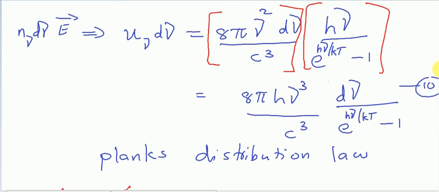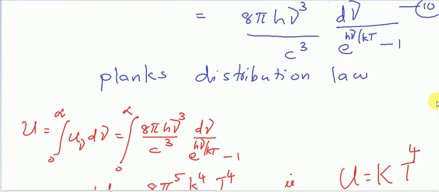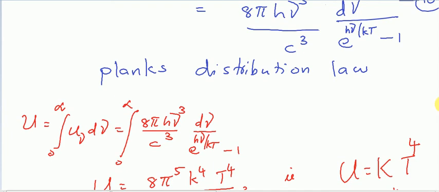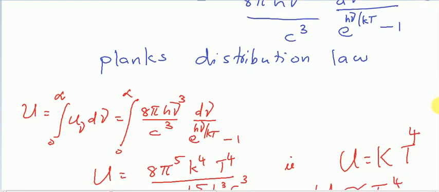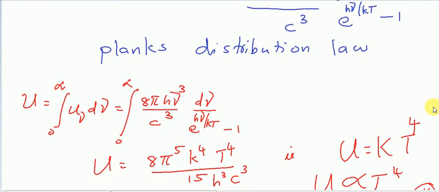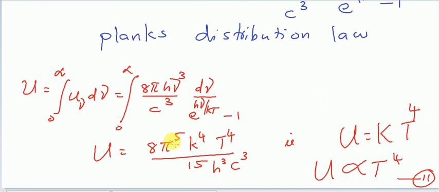This is Planck's distribution law. Now, finding the total energy density U of the black body at a temperature T, we have to integrate the energy density in a small frequency range. I'm not showing the integration steps, as that is not the primary part for us here. After the integration, U is equal to 8 pi to the power 5 k to the power 4 T to the power 4 divided by 15 h cube c cube.